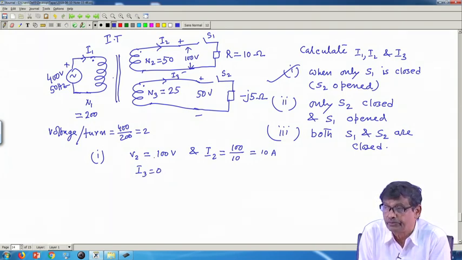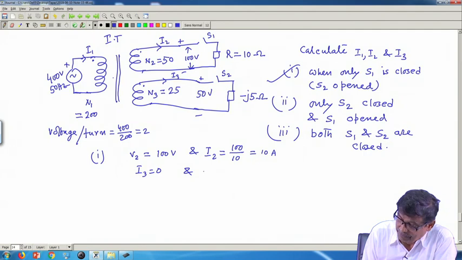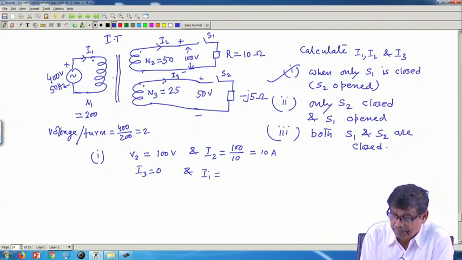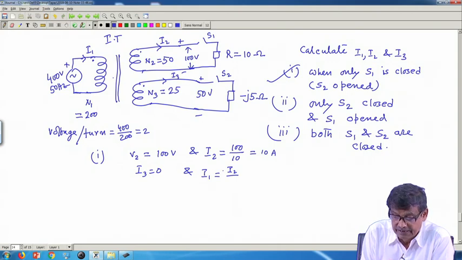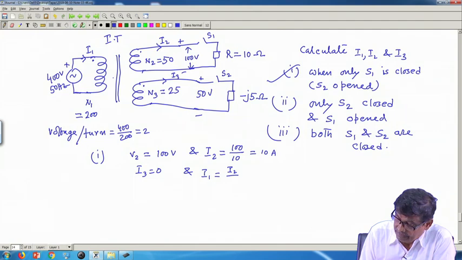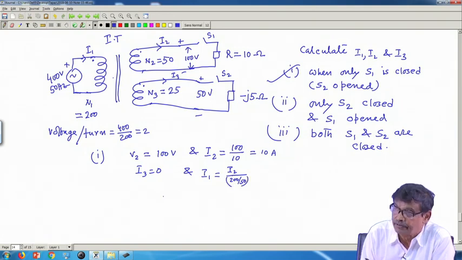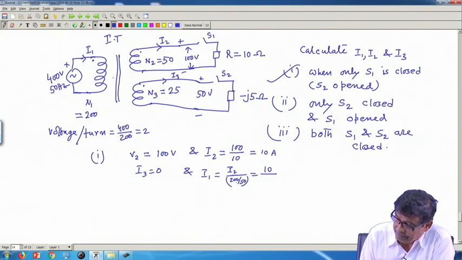I 3 is 0, S 2 is open, and what will be I 1? I 1 will be I 2 by A. A here, for this 200 is to 50, is 200 by 50. This is A for this. So, it will be how much? 10 by 4, 2.5 ampere.